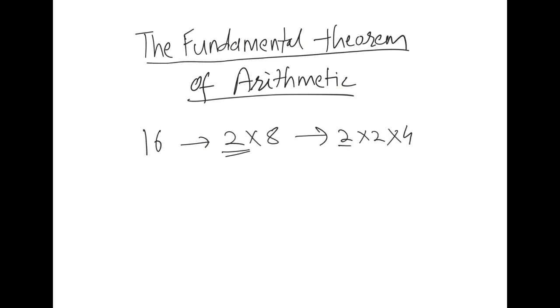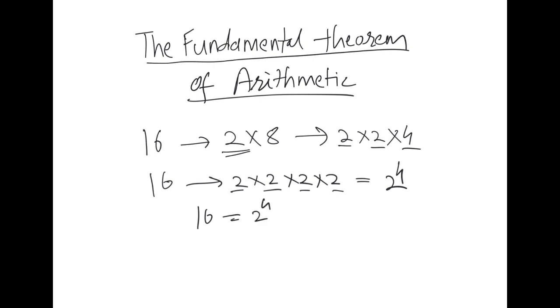Now again, these two 2's are primes. This 4 can be broken down again. So let's do it. Now we have reached a point where all the factors are prime numbers, which means we cannot break them down further because prime numbers are not divisible by any other number than the number itself and 1. So okay, to write it properly, we can write it as 2 raised to 4. Okay. So we have reached a point where we can't break it down further.